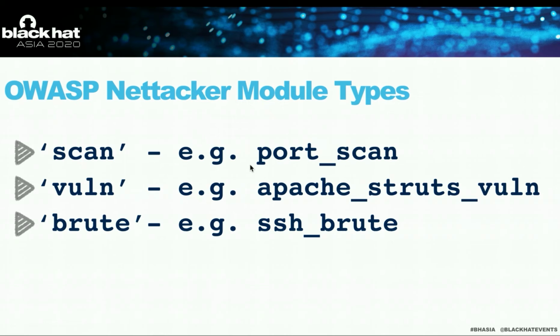OWASP Nettacker has 3 types of modules. Modules of type scan, modules of type vuln, and modules of type brute. So modules of type scan look for something. For example, the port scan module will perform a port scanning function. Modules of type vuln will scan for a specific vulnerability, for example, Apache Struts vuln. And modules of type brute are the brute forcing modules, which would run a brute forcing attack on the target.